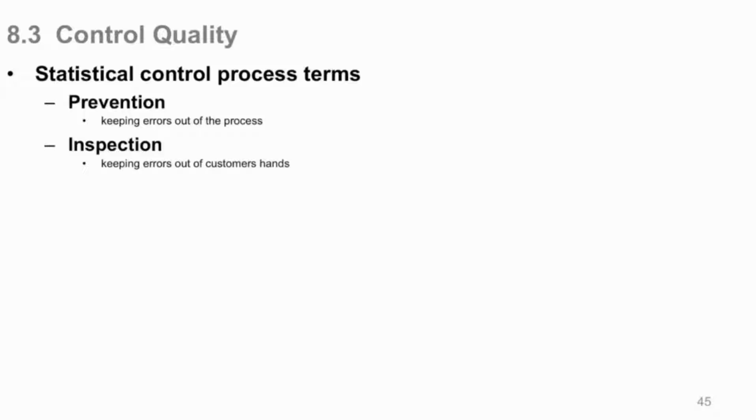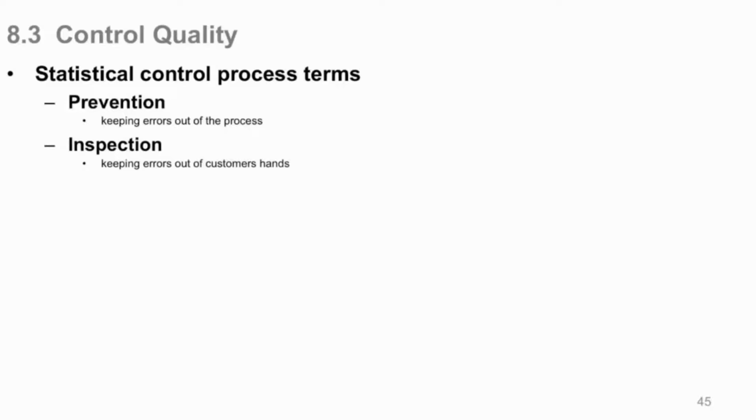Statistical control process terms. You need to know, again, they're kind of intuitive, but make sure you know these in case they give you different kinds of definitions in the PMP exam. They could be messing with words and trying to mess with your mind, so make sure you know exactly what these are. Prevention: keeping errors out of the process by some method, however you're going to do it on your project. Inspection is keeping errors out of the customer's hands.